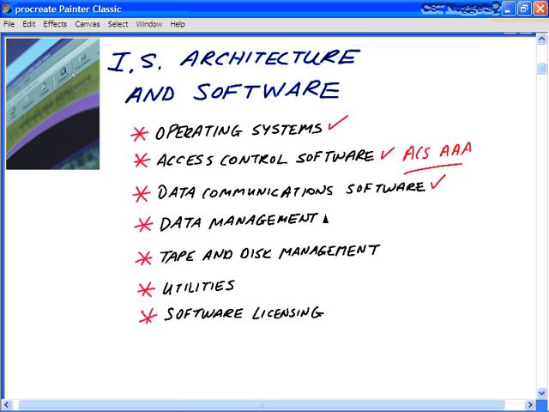All the applications used for data management, whether it be a file system or database systems: do you have a management plan in place for tape management and disk management for all your backups? What type of utilities are being used? Are those secure? For example, are they using Secure Shell instead of Telnet for their management access? And again, keep up with all your software licensing, and as an auditor, make sure that your organization is not using any pirated software or any illegal copies of software, and that all the licensing is up to date.